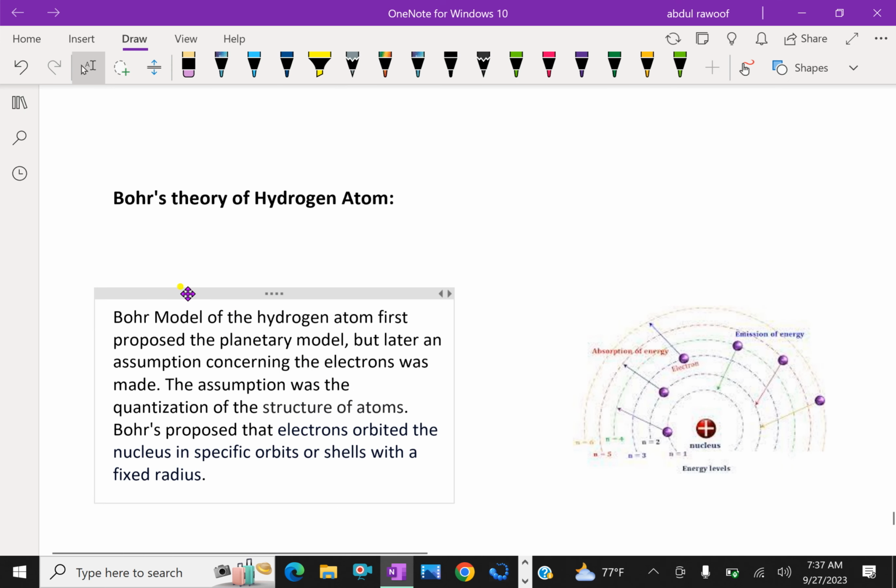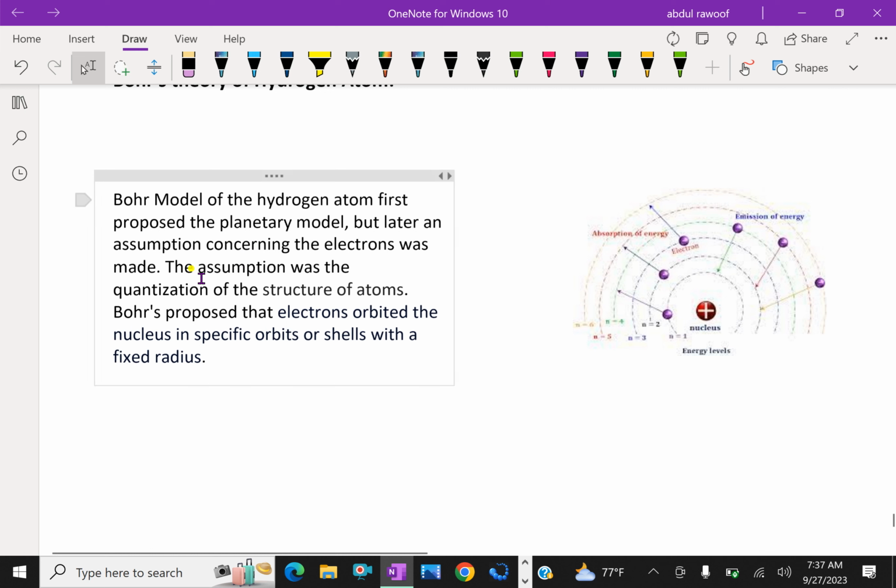Now we'll discuss further Bohr's theory of the hydrogen atom. Bohr's model of the hydrogen atom first proposed the planetary model, but later an assumption concerning the electrons was made. The assumption was the quantization of the structure of atoms. Bohr proposed that electrons orbited the nucleus in specific orbits or shells with a fixed radius.